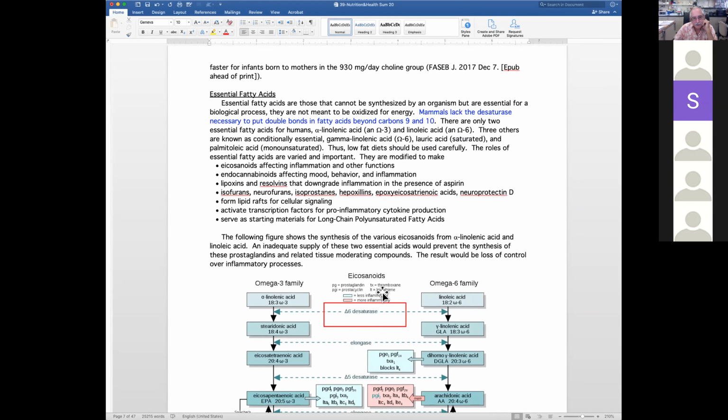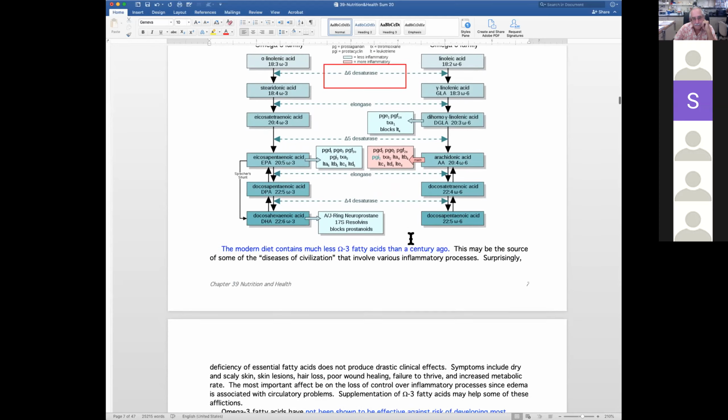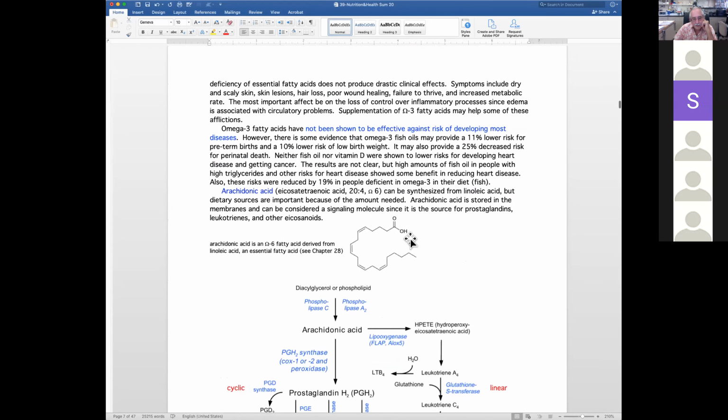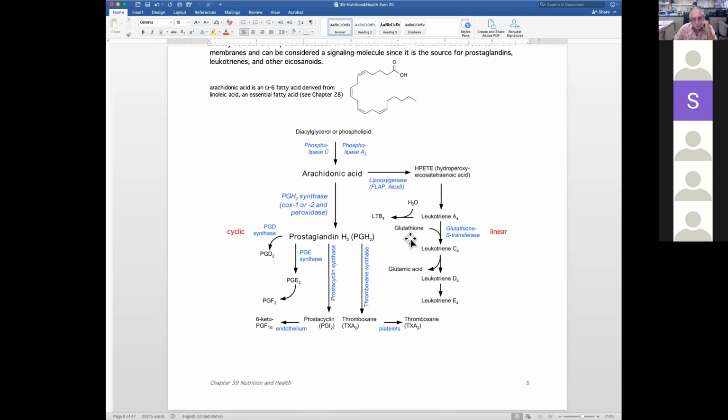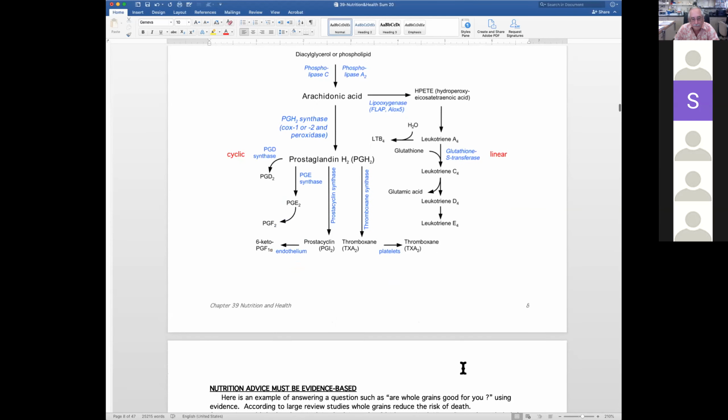So this whole thing on essential fatty acids really should tell you that you cannot go on a fat-free diet. You will suffer from it because there's essential fatty acids that you need. Here's the cascade of all these signaling molecules. If you don't have enough arachidonic acid, for example, you're not going to be able to have all these signaling functions. Your body won't function correctly.